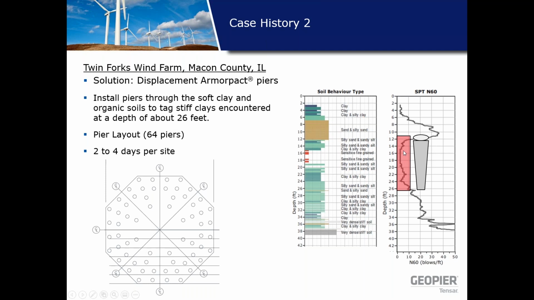So we went with the Armor Pack pier, which provided confinement through that organic zone and within the softer clay zones. We advanced the mandrel down until we got refusal on this material at about 26 feet, installed the shell, constructed the pier inside the shell, and then put a Ram Pack stem on top. We ended up with about 64 piers per site, and it took about 2 to 4 days per site to install the piers.